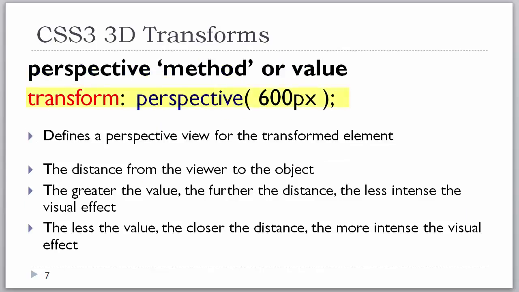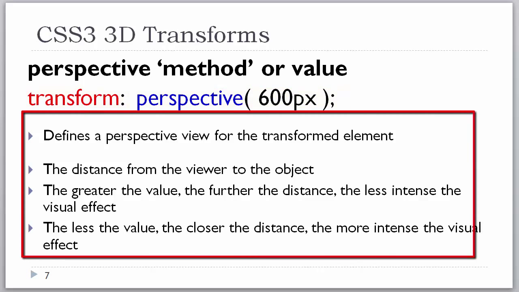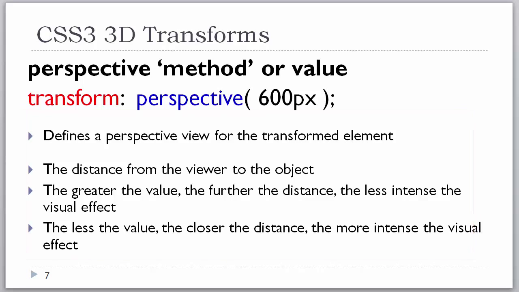Transform perspective. We did not have this for the 2D. This is a 3D method or value, and it also exists as a property in and of itself. Either way, it works the same. It defines a perspective view for the transformed element, which essentially gives you some depth perception. The greater the value, the further the distance and the less intense. The less the value, the closer the distance and the more intense. Although you might think it's the opposite, it's not.